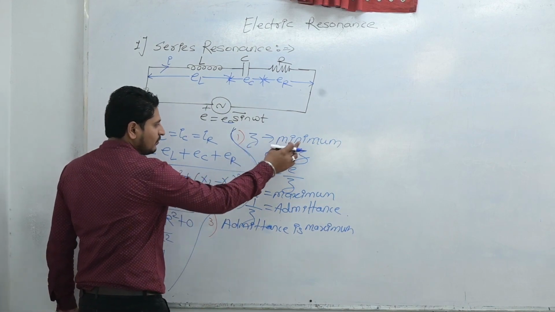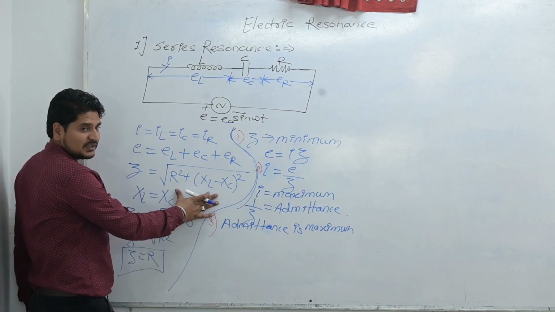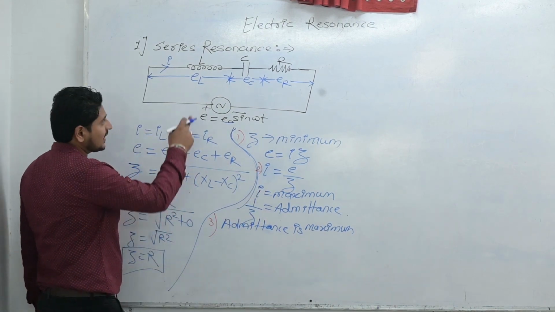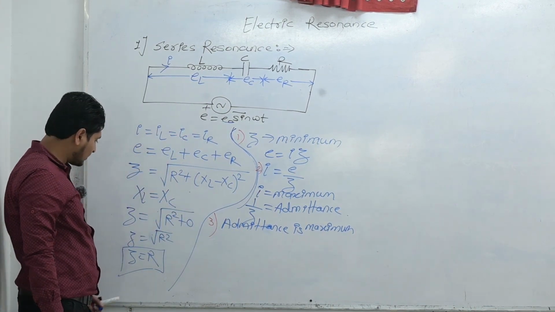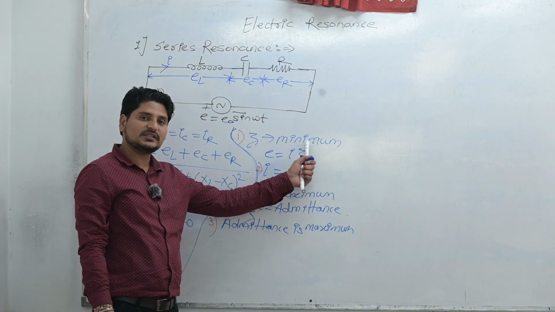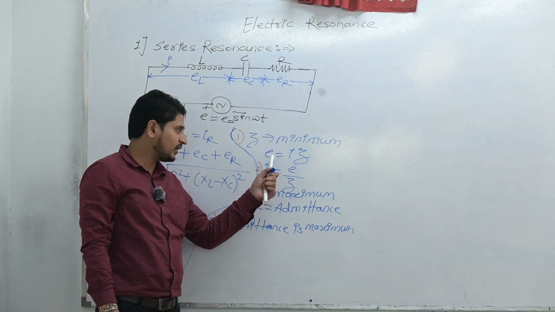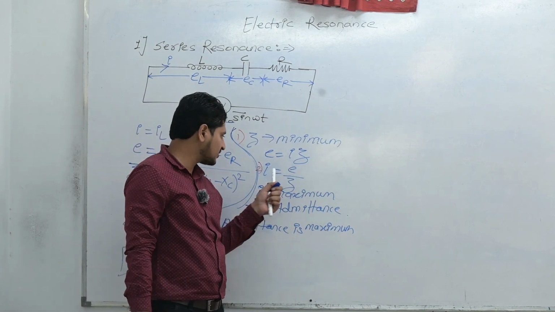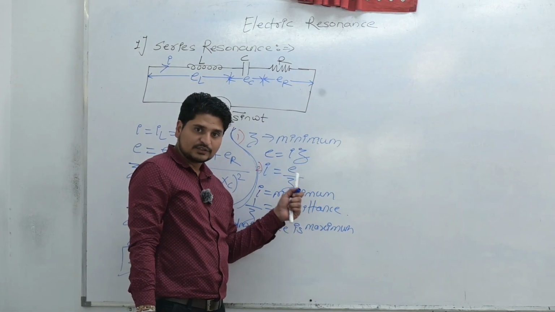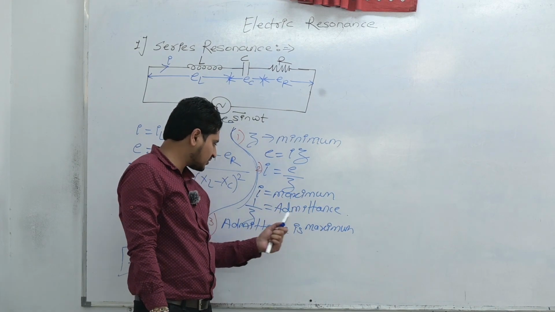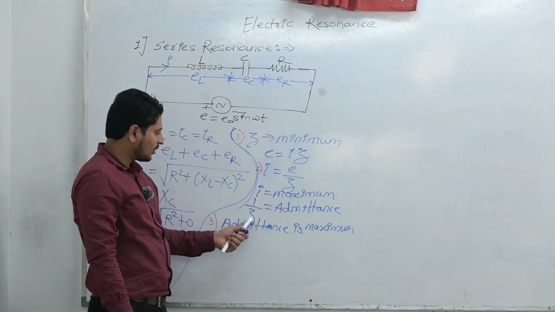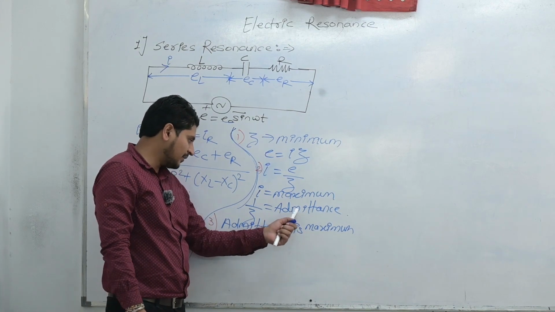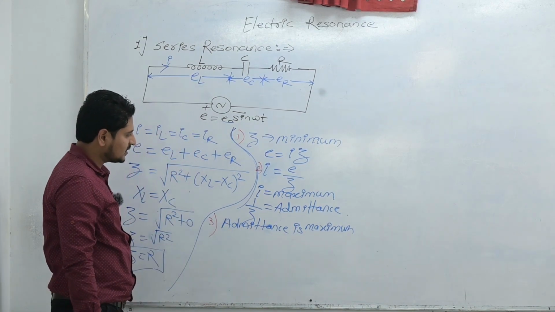So Z is minimum. Why is Z minimum? Because we are minimizing this value. So Z is equal to R, and when Z is equal to R, this circuit acts as a purely resistive circuit. So the impedance is minimum, and according to Ohm's law, E is equal to IR. So R is replaced by Z. So E is equal to I into Z. So I is equal to E upon Z. So due to the inversely proportional relation, current is maximum, and 1 upon Z is admittance. So admittance is maximum.